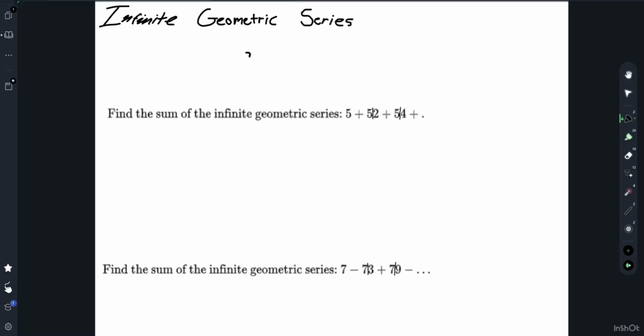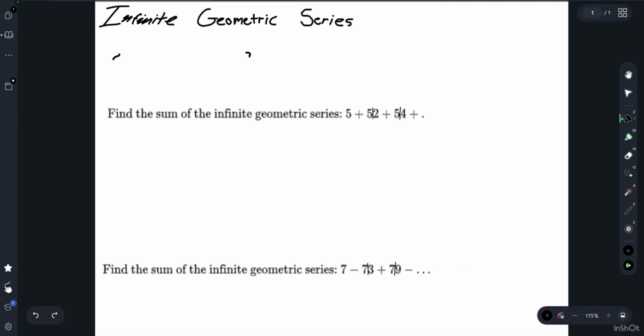Hey guys, today we'll be talking about infinite geometric series. So first of all, what is an infinite geometric series? Well, it's basically a list of numbers that keeps going on forever, and each number is multiplied by the same amount to get the next. Here's an example of what this would look like.